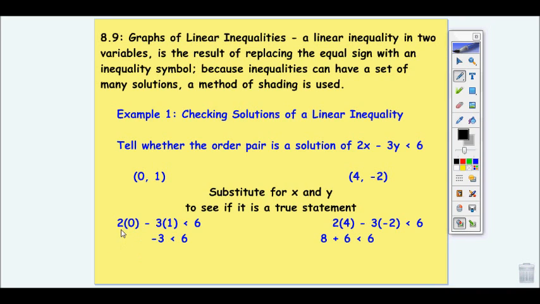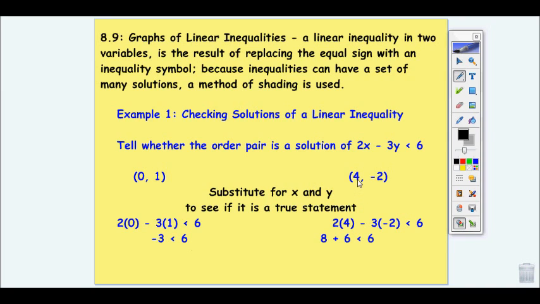The first statement is 2x minus 3y is less than 6. The first coordinate point, substituting in the x and the y, we have 2 times 0, which would be 0, minus 3 times 1, so there's our negative 3. Is negative 3 less than 6? Pictured on the number line, is it to the left? Yes, it is. That's a true statement.